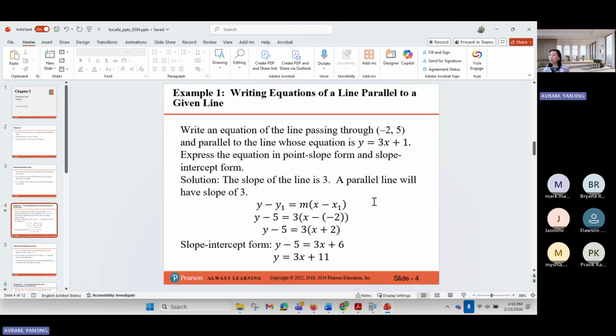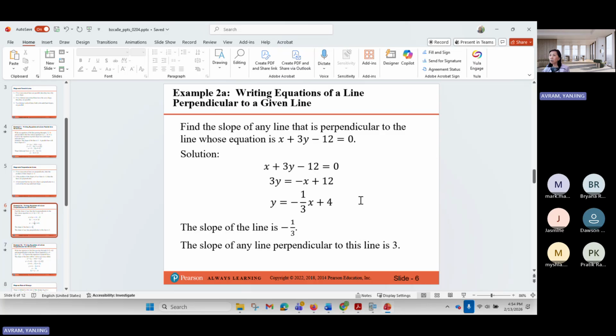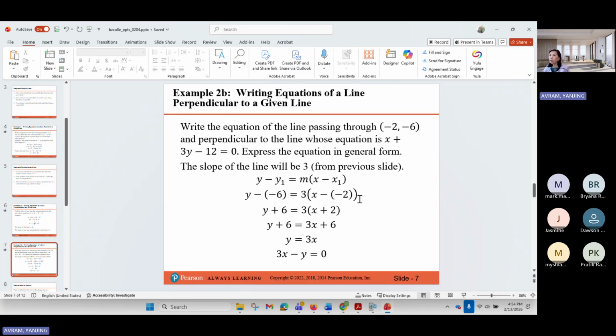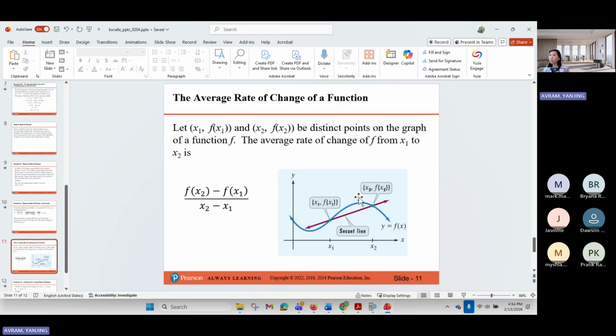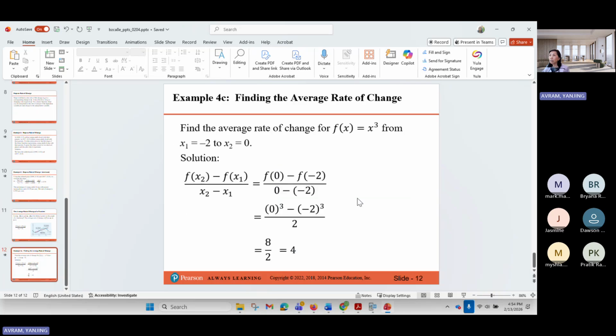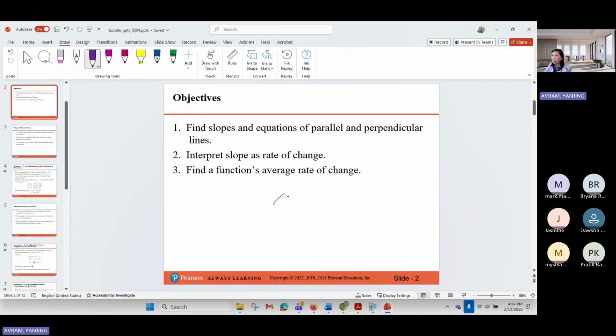So what does parallel mean? Parallel means two lines never intersect each other. Let's look at the parallel slope and rate of change. We talked about that earlier. I want to say that if two lines are parallel, M1 and M2 will be equal. If two lines are perpendicular, M1 times M2 will be equal to -1.